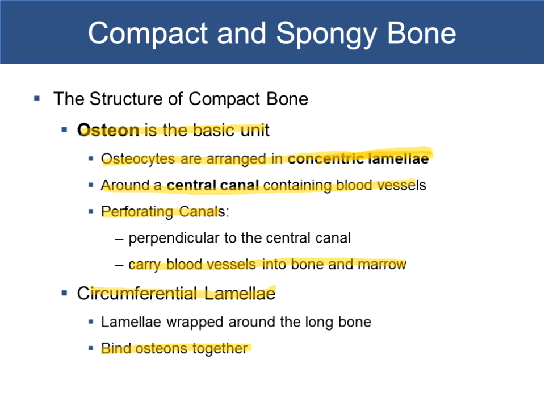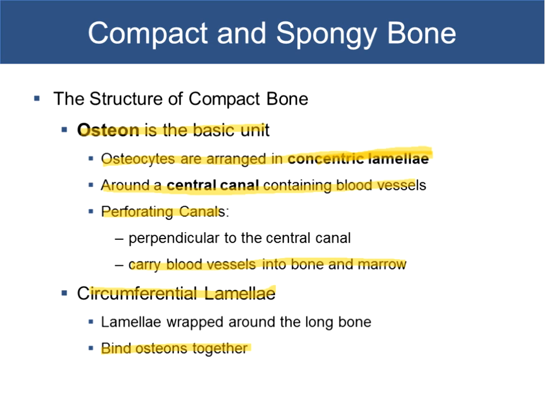So what we're doing today is continuing along with that theme, and we're going to talk more about the exact structure of compact bone. The osteon is the basic unit of compact bone. And in lab class, we've looked at several osteons underneath the microscope, where we noticed that they have this lamellae, or this arrangement of osteocytes around the central or the haversian canal.